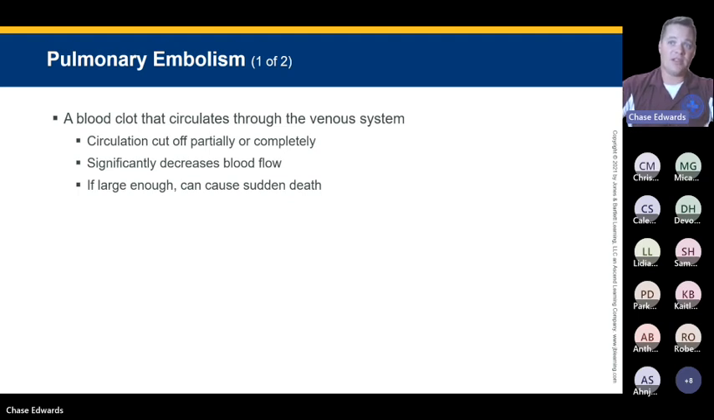Emboli are the small fragments. Emboli can be fragments of blood clots in an artery or a vein that break off and travel through the bloodstream, or foreign bodies, such as a bubble of air. A pulmonary embolism is a blood clot that circulates through the venous system and the right side of the heart, and it lodges in the pulmonary artery, which can then cause what we were alluding to a while ago, right-sided heart failure.